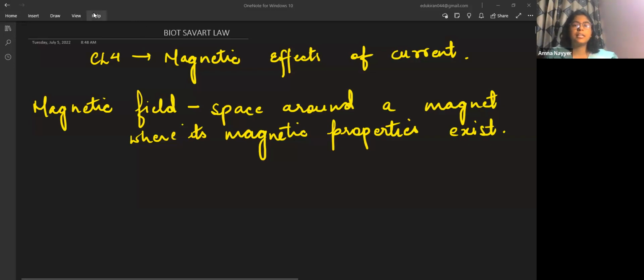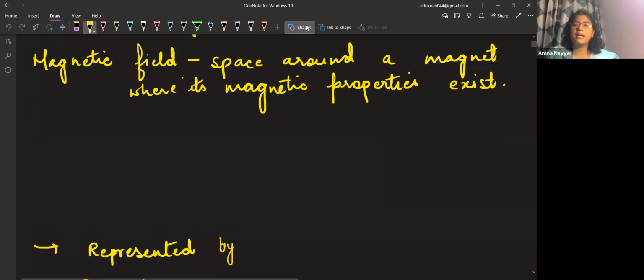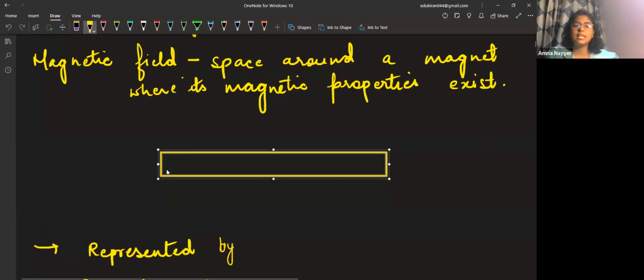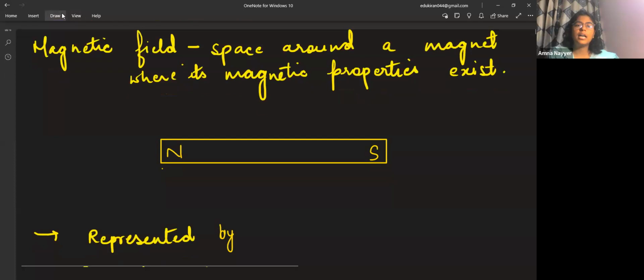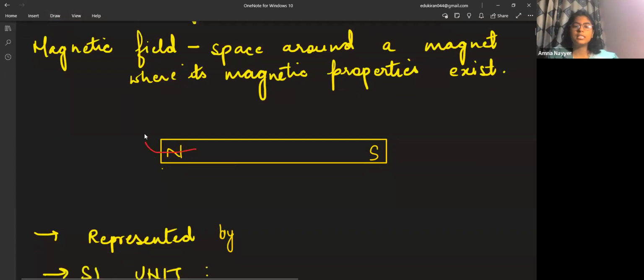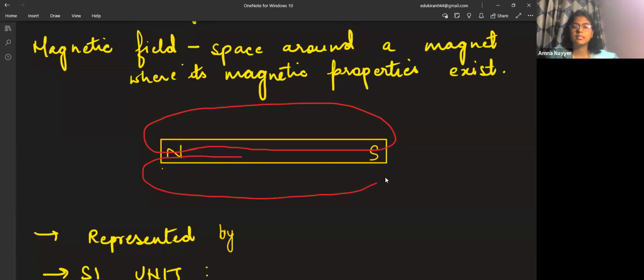See, for example, suppose there is a bar magnet that is present. One end of it has north, the other polarity has south. So around this magnet, you will see certain lines of force which are existing.